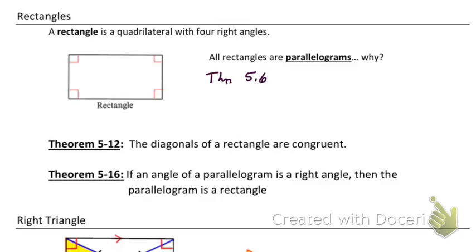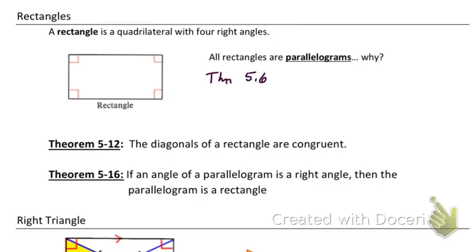Theorem 5-6 basically says if both opposite pairs of angles are congruent, then it is in fact a parallelogram. But that goes back to exactly what you said, that it's based upon the fact that it creates parallel lines. And that's how you proved it as well. All right? So Theorem 5-6 says that all rectangles are in fact parallelograms. I don't think it's a hard thing to buy into the fact that that's a parallelogram.